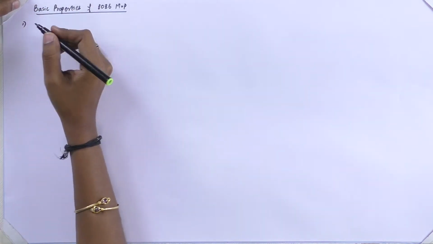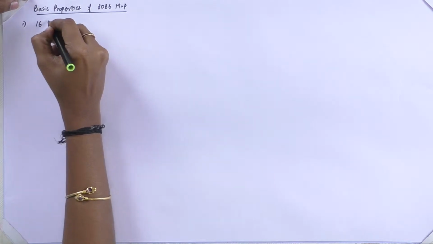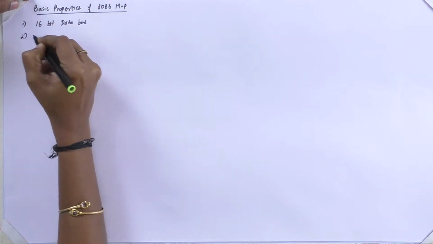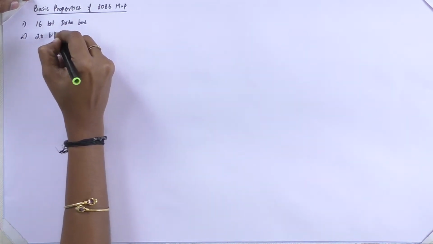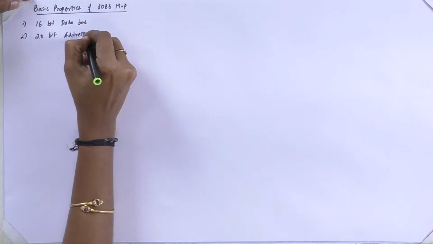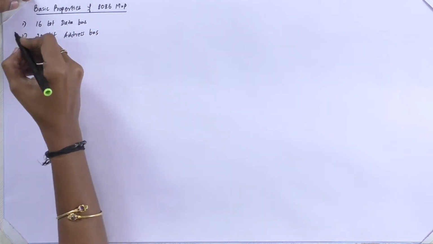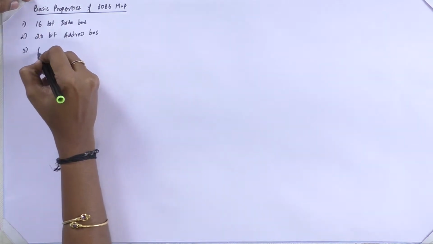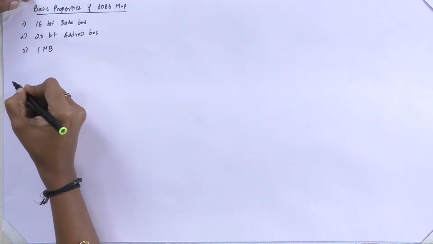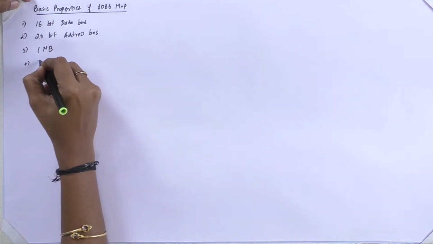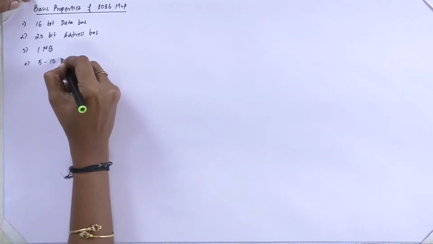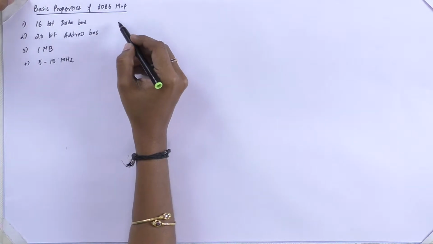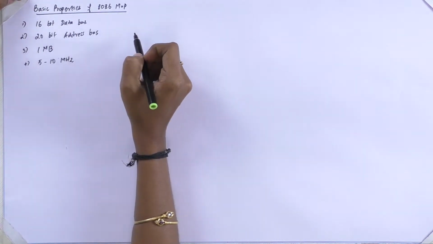The first property is it consists of a 16-bit data bus, and the second property is it consists of a 20-bit address bus, and the third property is its memory capacity is 1 megabyte and its clock frequency ranges from 5 to 10 megahertz. So these are the most important basic properties of 8086 microprocessor.